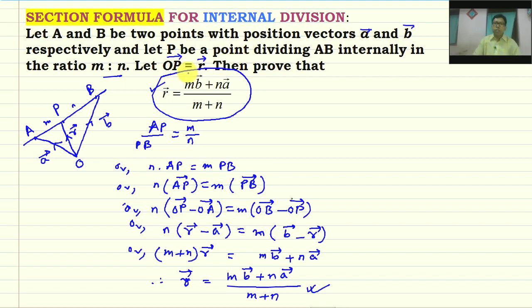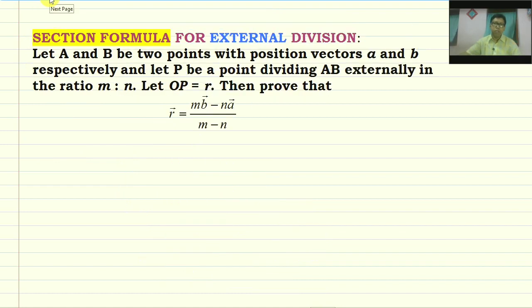And in the section formula for external division, what will happen? We see the statement, but I shall not prove this one because in the same way you have to prove this one. This is the section formula for external division. I just read this one. Let A and B be 2 points with position vectors a vector and b vector, and P be a point dividing AB externally in the ratio m is to n, OP is equal to r, then prove that r vector is equal to m b vector minus n a vector divided by m minus n. I just draw a figure.